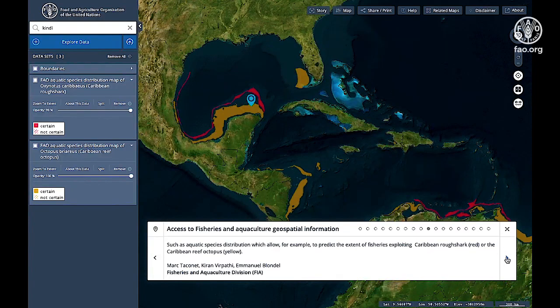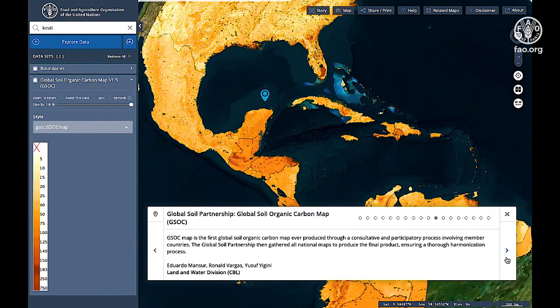The GSOC map is the first global soil organic carbon map ever produced through a consultative and participatory process involving member countries. The Global Soil Partnership then gathered all national maps to produce the final product.